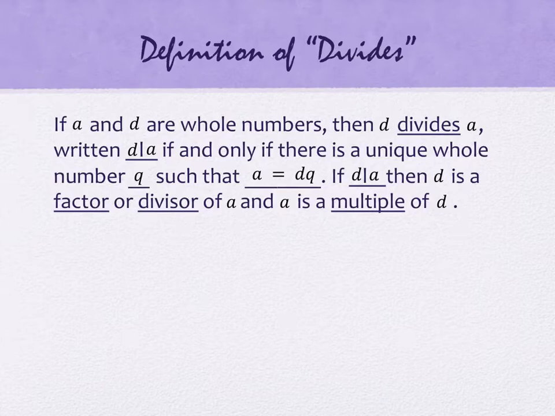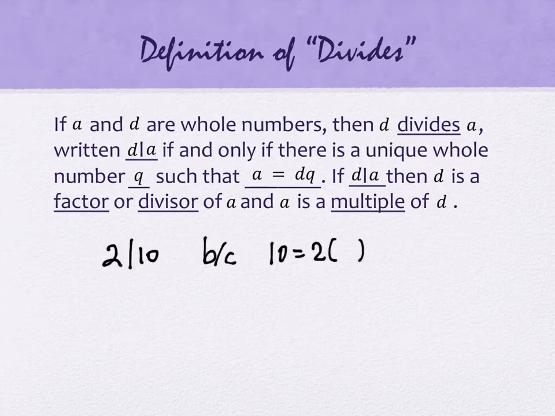So let me just do a real quick easy one so you can see how this plays out definitionally. We would say that 2 divides 10. That's how we would write it. And the reason is because 10 is equal to 2 times something. What is 10 equal to 2 times? 5. So this is the Q that they're referencing above. There is a number that you can multiply by the divisor, the 2, to get back to the original 10.